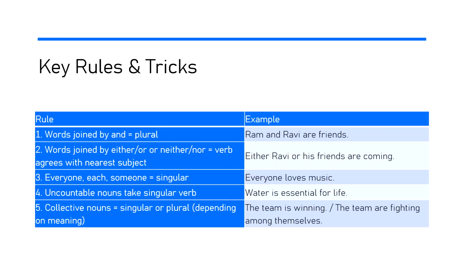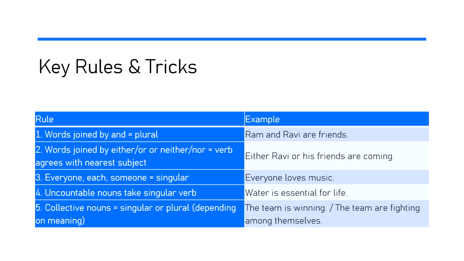Now that we know the basic rule of subject-verb agreement, let us look at a few key rules and quick tricks that often appear in exams. Rule number one, when two words are joined by and, the subject becomes plural. So we say Ram and Ravi are friends. Both names together act as one plural subject. So the verb changes to are.